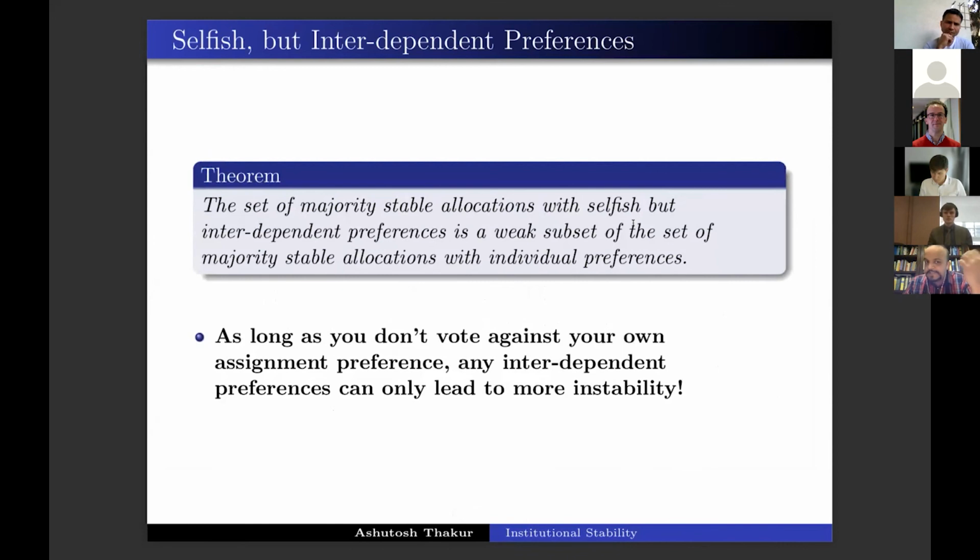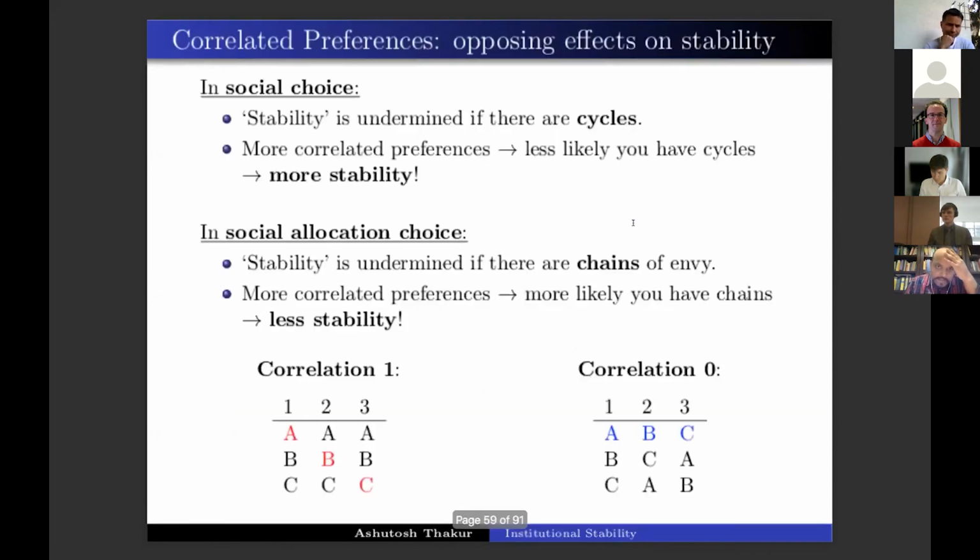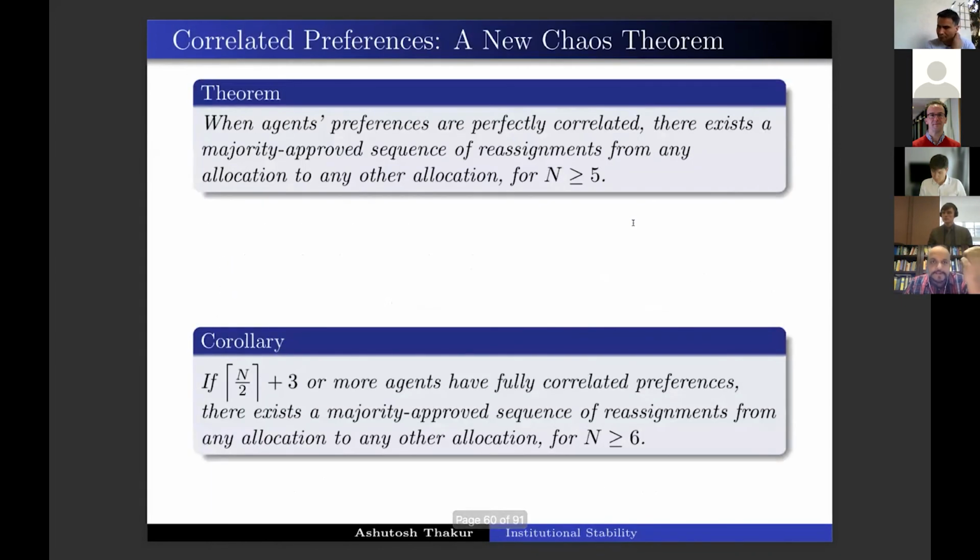This is not true for popular matching. You can come up with examples where this unidirectional effect does not hold. And what's important here, as I said, is correlated preferences at play. You can also come up with results similar to McKelvey. If you have perfectly correlated preferences, or even close to fully correlated preferences, you can have a majority approved path from any assignment to any other assignment.